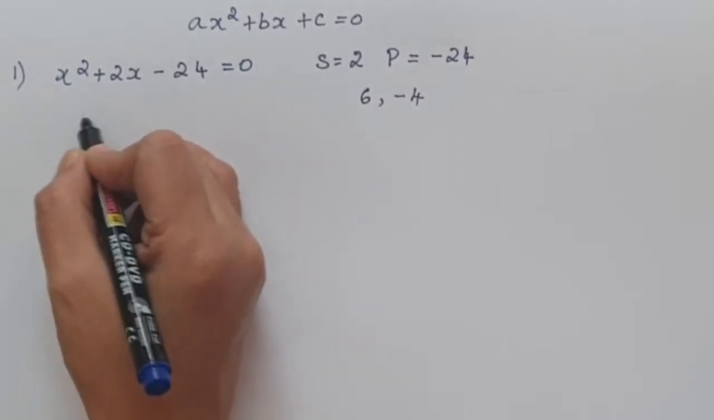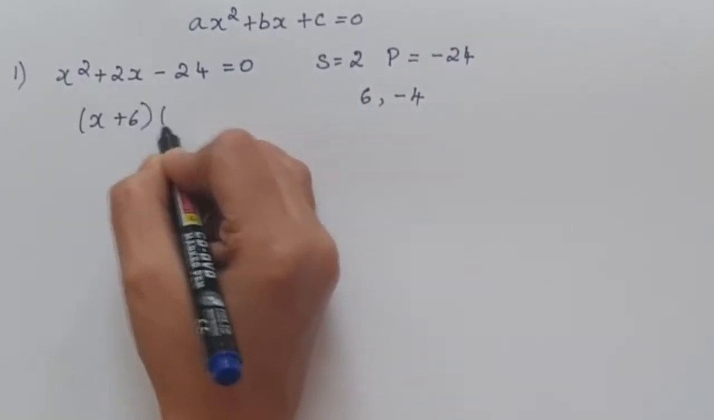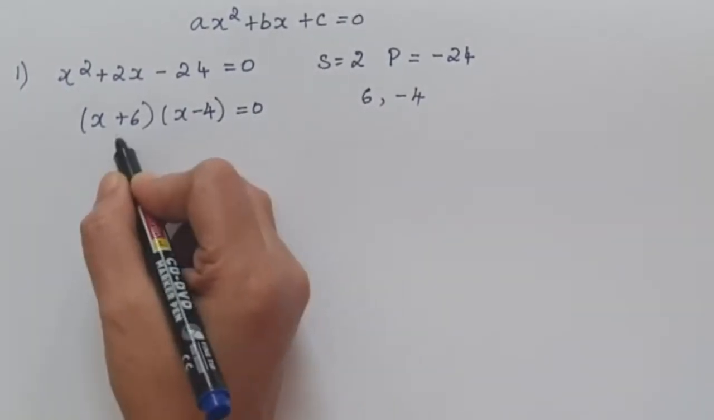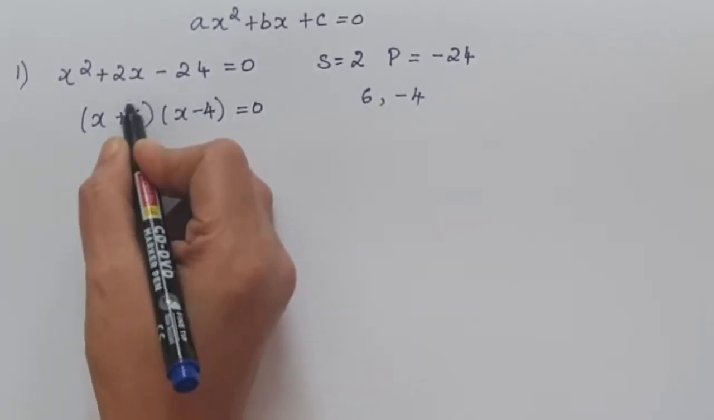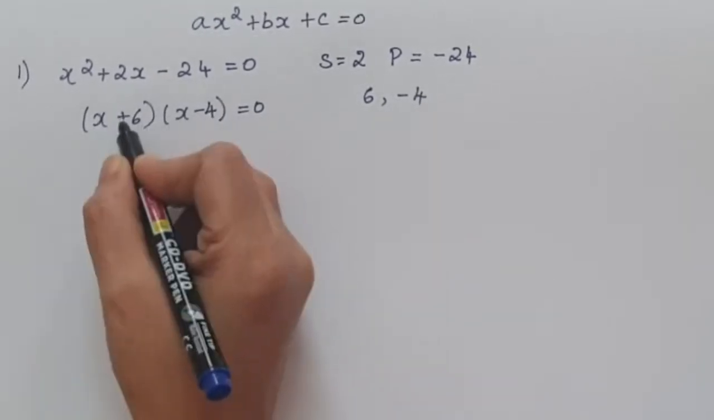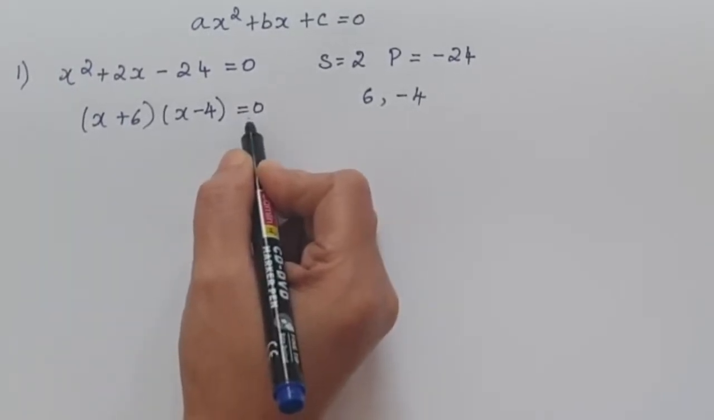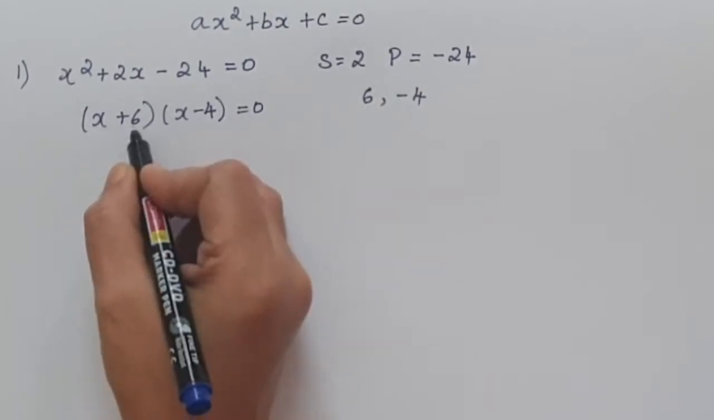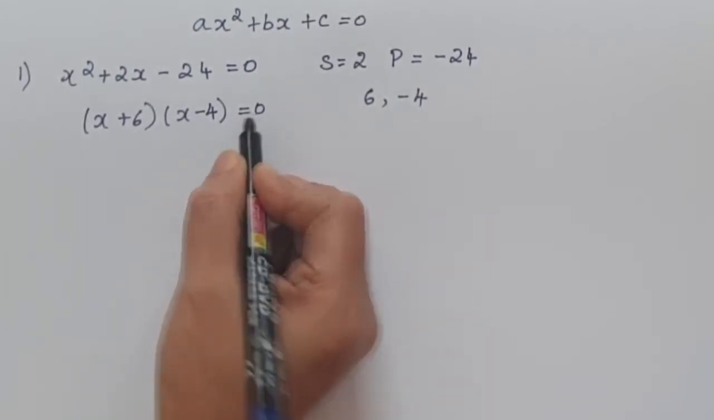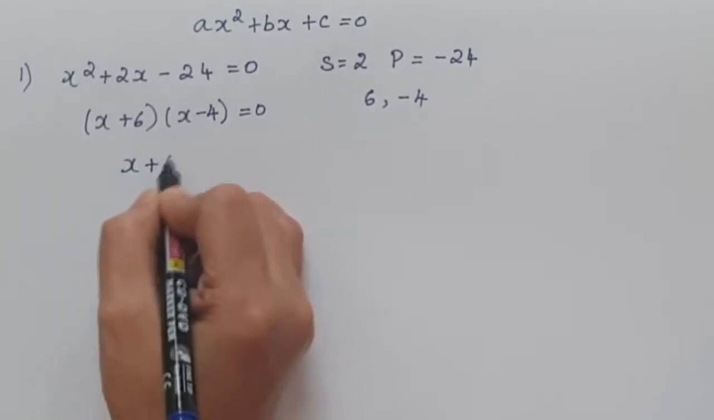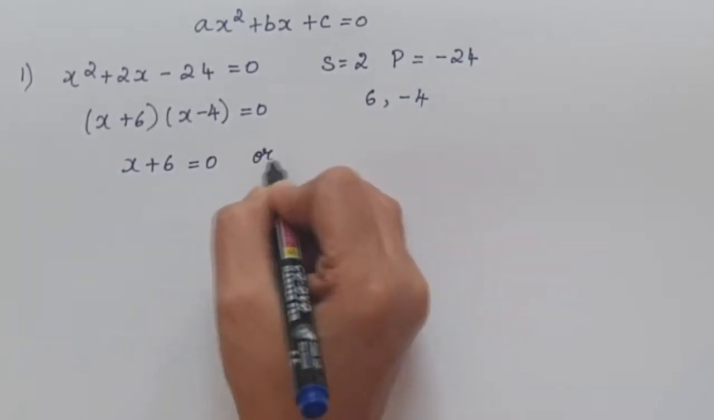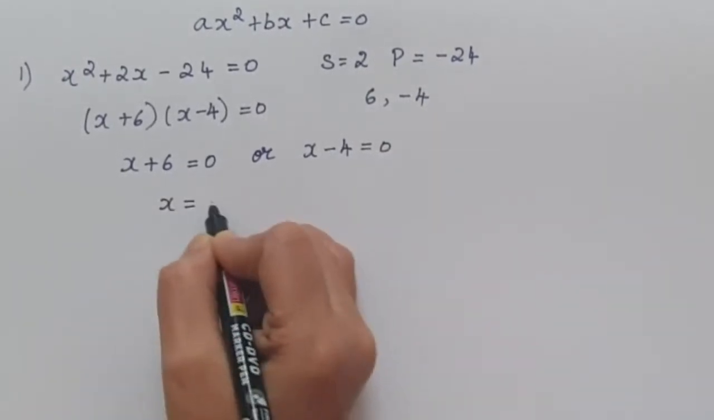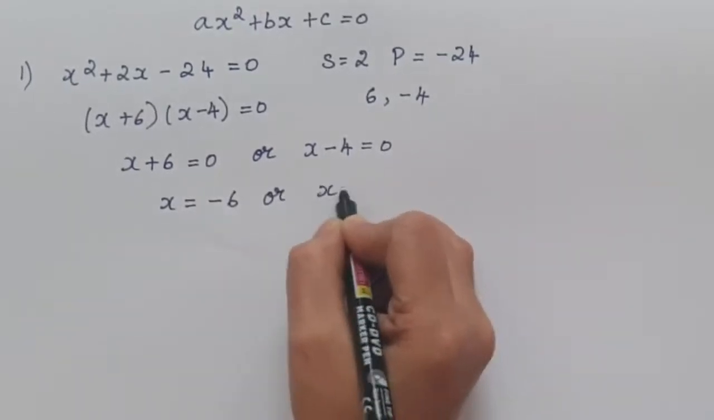So you can just write this as x plus 6 and x minus 4 will be equal to 0. When it is in multiplication, when will this become a 0? That is, either x plus 6 becomes a 0, and 0 multiplied by x minus 4 will give us our answer as 0. Or if x minus 4 becomes a 0, x plus 6 multiplied by 0 will also give us a 0. So our possibilities are either x plus 6 equal to 0 or x minus 4 equal to 0. So from this we get a value for x as minus 6 or x equal to 4.